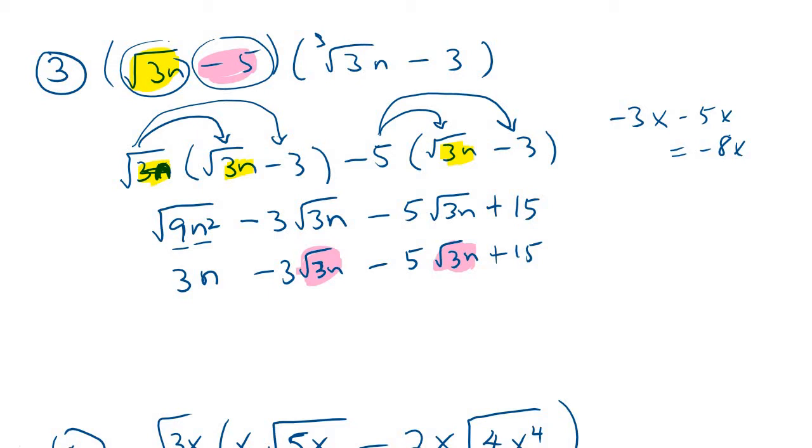So it will be like this. It will be 3n, this one brought down, minus 8 root 3n plus 15. That's how you simplify that, okay? And that's the final answer, we're done. It cannot be combined anymore. It cannot be simplified anymore.